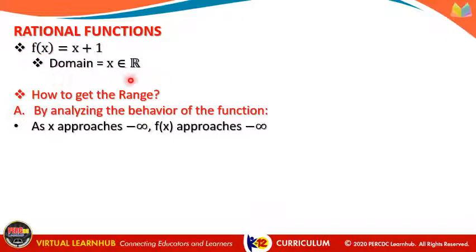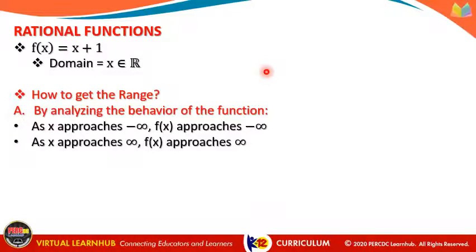Since pwede mong gamitin kahit anong values ng x, pwede mong gamitin kahit gaano pa kababang negative number for x. So, kapag si x ay pababa ng pababa, palapit ito ng palapit sa negative infinity, yung value ng f of x mo, palapit din ng palapit sa negative infinity. Ganon din yung mangyayari sa kabilang side. As x approaches infinity, f of x approaches positive infinity. Habang pataas ng pataas ang value ng x, ang value ng f of x ay pataas din ng pataas.